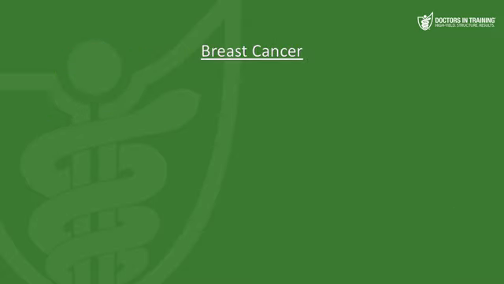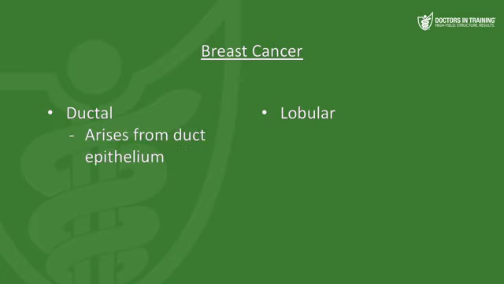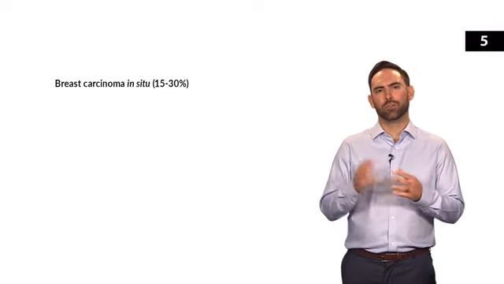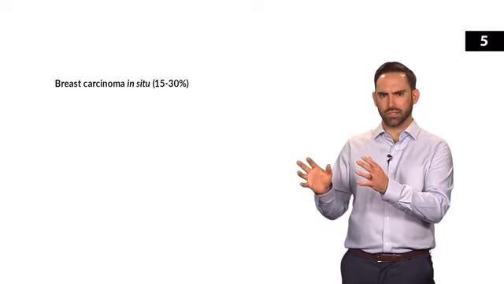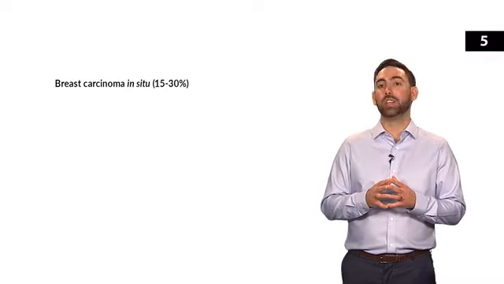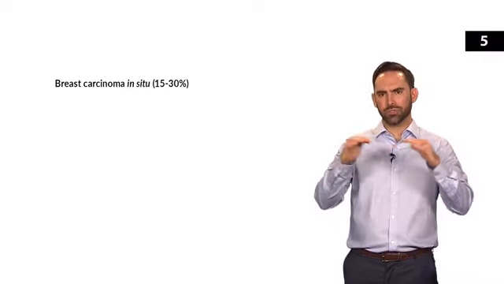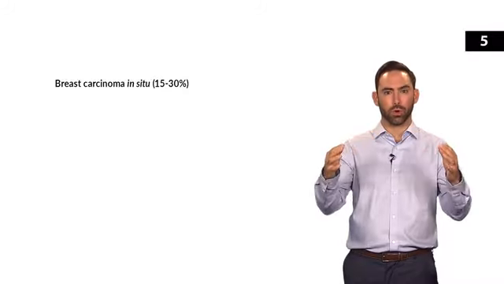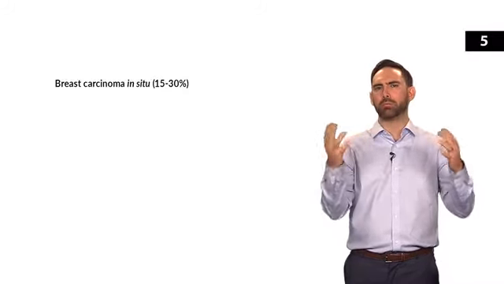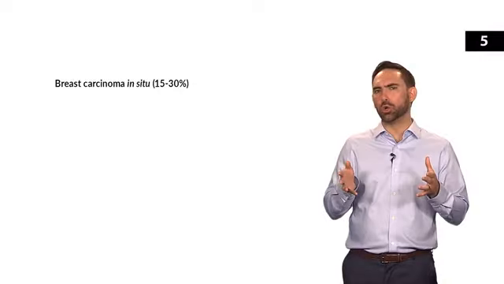There are two basic types of breast cancer, ductal and lobular. Ductal breast cancer arises from the duct epithelium, and lobular breast cancer arises from the lobules, from the glands. Let's talk about some specific details about the different types of breast cancer. First, let's cover breast carcinoma in situ, which makes up about 15 to 30% of breast cancer. In situ means that the cancer cells are still situated where they arose. They haven't broken through the basement membrane and started invading locally yet.